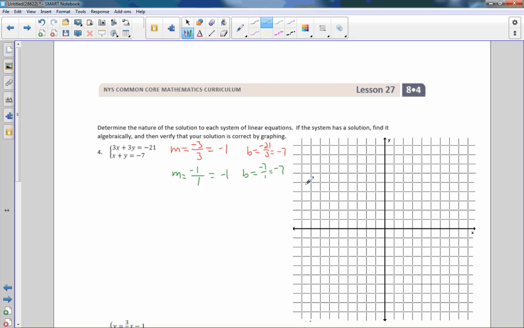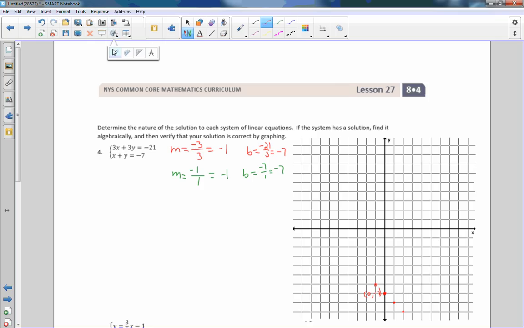So if I plot the red one, the y-intercept is negative 7. So I go down 7. There's my y-intercept at the point (0, negative 7). And I have a slope of negative 1, which means go to the right one, down 1, right one, down 1, and so forth. Left one, up 1, if you will, and just keep going that way.